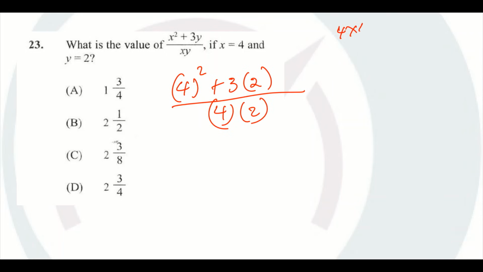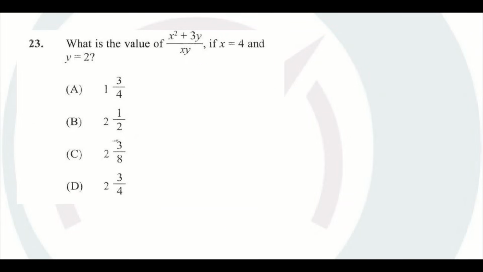Now 4 squared is 4 times 4. Let me just write this out, because I know some students are always going to say 4 squared is 8. That's not how it works. 4 squared is 4 times 4. So that's 16 plus 9 over 8. 2 times 4 is 8. Alright, so 16 and 4, that's 20, remaining about 24 over 8.